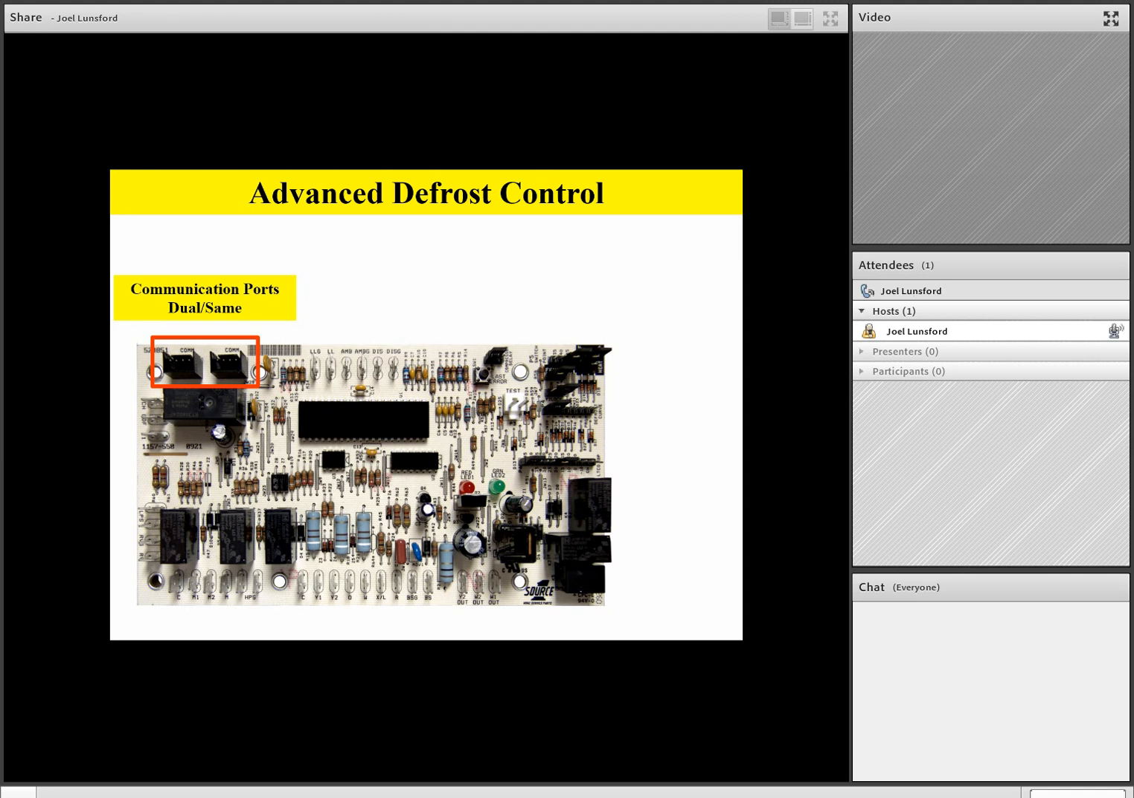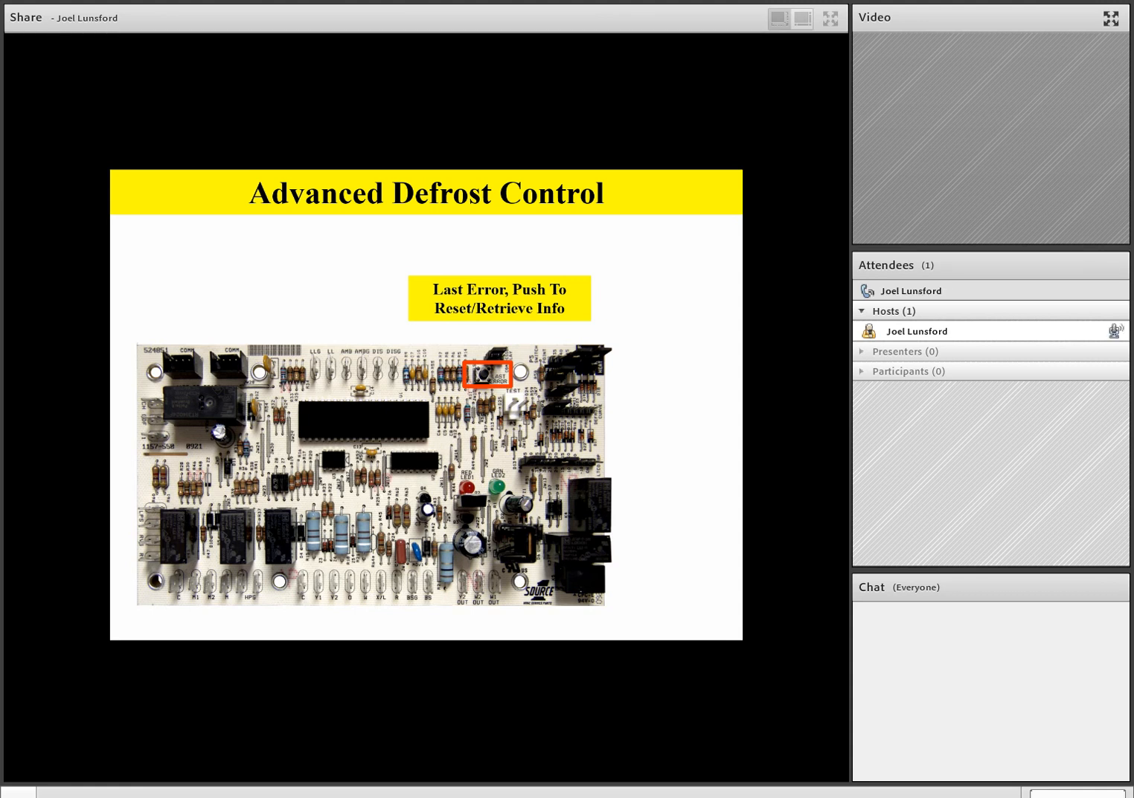As we move around the board to the left, we see we have our thermistor sensor terminals, and this is where we'll hook up our sensors. LL would be liquid line, AMB would be ambient or outdoor sensor, DIS would be discharge line sensor for advanced functions. As we move around the board, we have a last error button that you can depress to retrieve the last 5 errors on the board. Now, it should be noted that if you hold that last error button down for about 10 to 15 seconds, you will clear the memory.